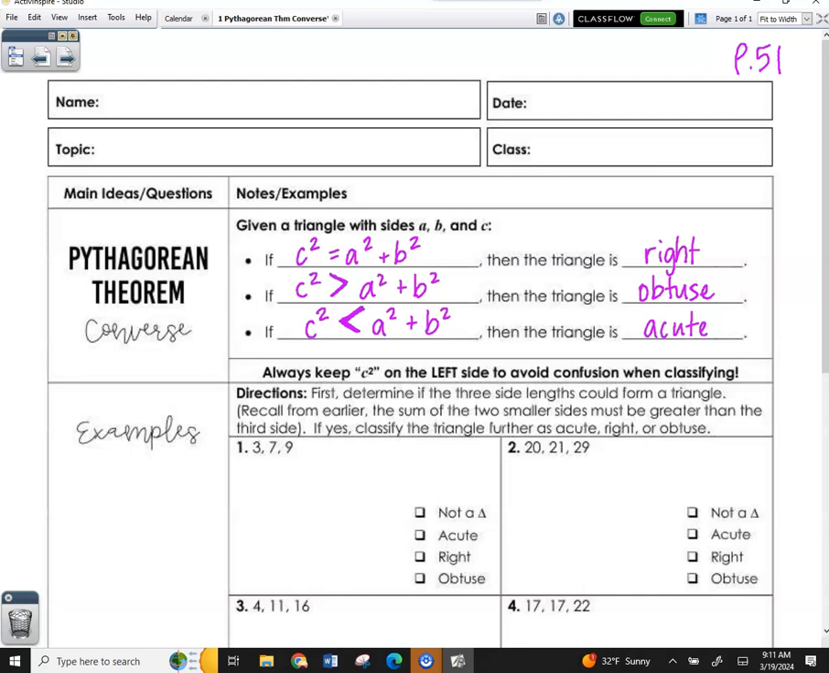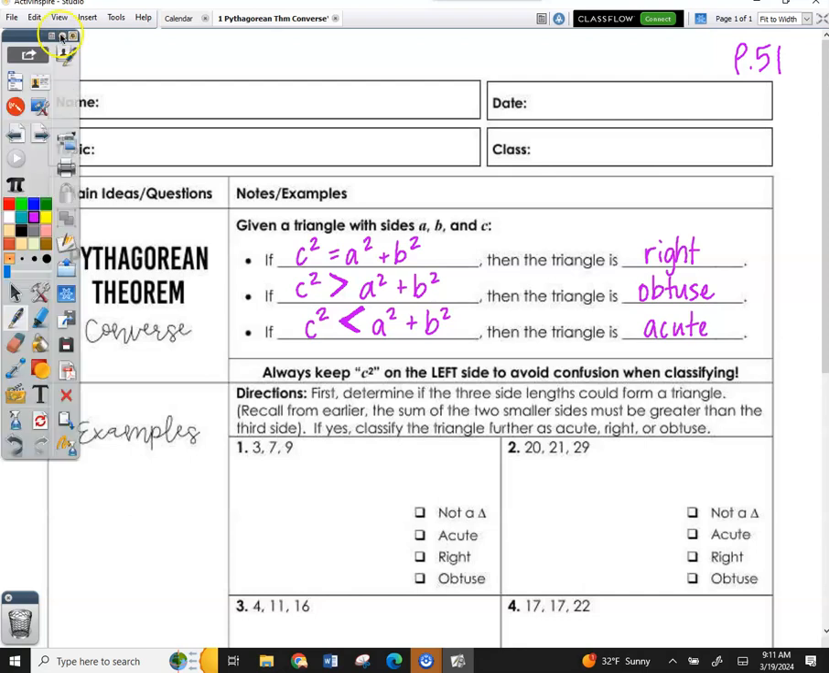By the way, it does help, and if you have a highlighter here, it really helps if you remember to keep c squared on the left. So start with the hypotenuse. The reason why is because then it kind of falls into place with the type of triangle you have. Obtuse implies a big triangle. So if the hypotenuse is bigger than the legs squared, then it's obtuse. But this only works if you lead with c squared on the left. That's what they're saying here. If you switch it, then it's backwards, and it won't work.